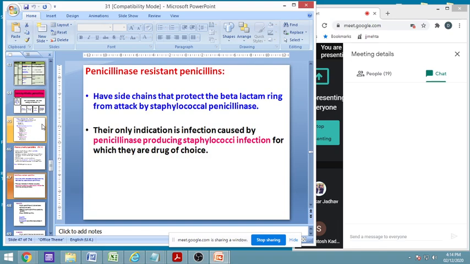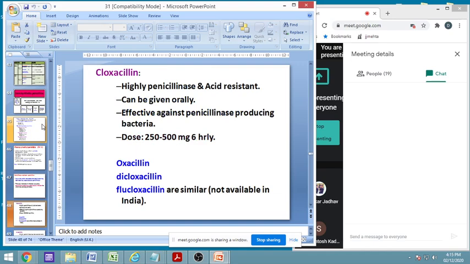Then there are penicillinase-resistant penicillins. They have side chains that protect the beta-lactam ring from attack by Staphylococcal penicillinase. Their only indication is infection caused by penicillinase-producing Staphylococci, for which they are the drug of choice. An example of these is cloxacillin, which is highly penicillinase and acid resistant and can be given orally. It is effective against penicillinase-producing bacteria.